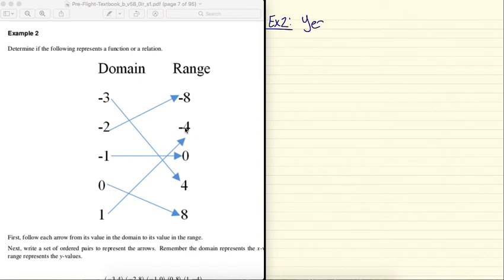So I'm going to say, yes, a function, because the domain values, or the domain numbers, connect to only one y value or range number.